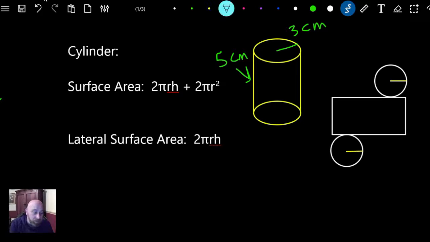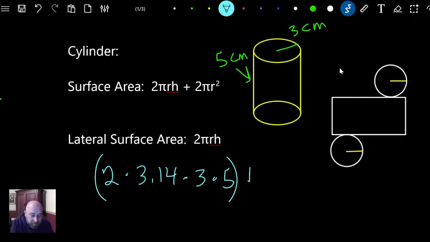So now we're just going to plug into this formula where these different things go. Where height goes, we're going to put 5, and where radius goes, we're going to put 3. So let's go ahead and do it. We'll put 2 times pi, 3.14, remember that's the number that we're going to use, times r, which is radius. There's the radius right there, 3, times the height, which is 5.